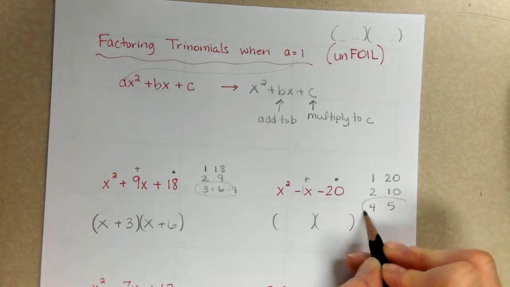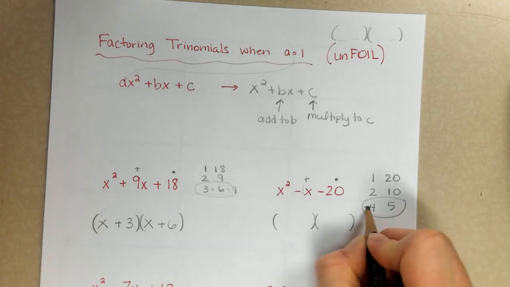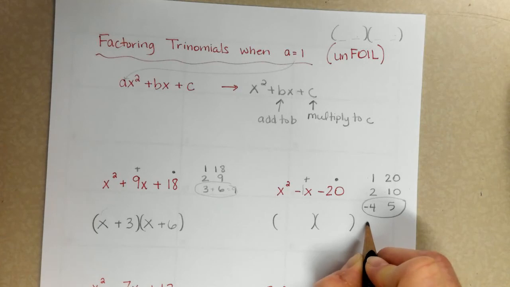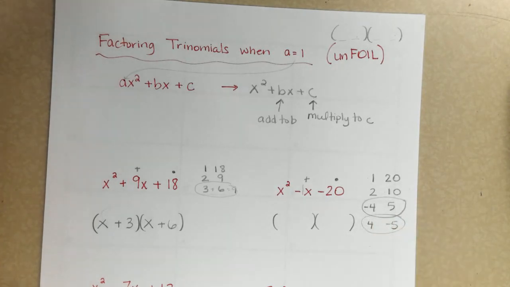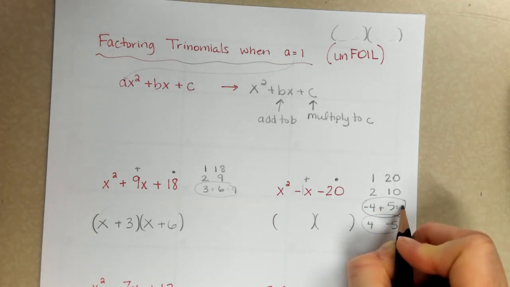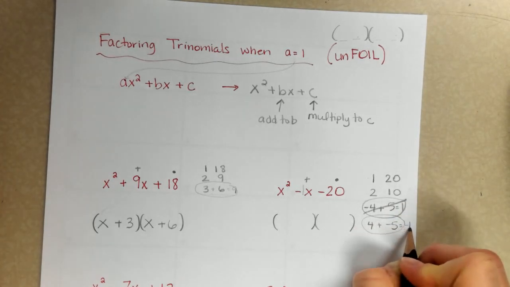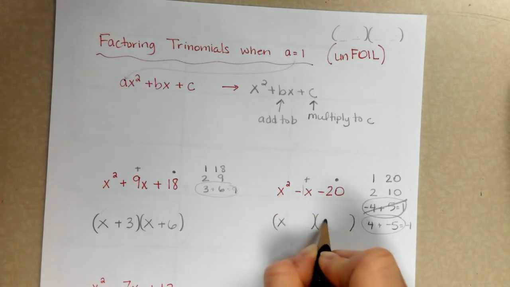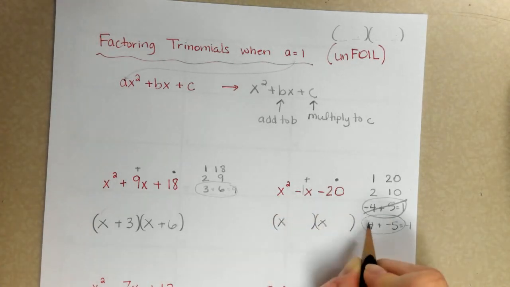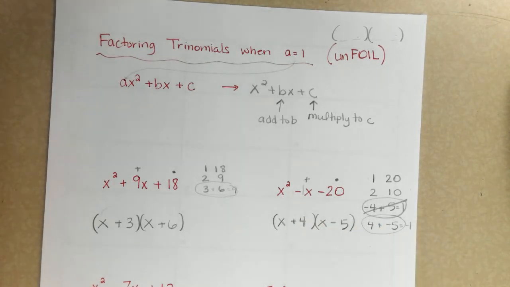So the only two numbers close enough to do that are the 4 and the 5. So it's either negative 4 with positive 5, or it's positive 4 with negative 5. So which one of these will it be? If I add these up, I get 1. Not quite. If I add these up, I get negative 1. That's the one I want. So the x squared will be x times x. And then one parentheses has a plus 4, the other one has a subtract 5.